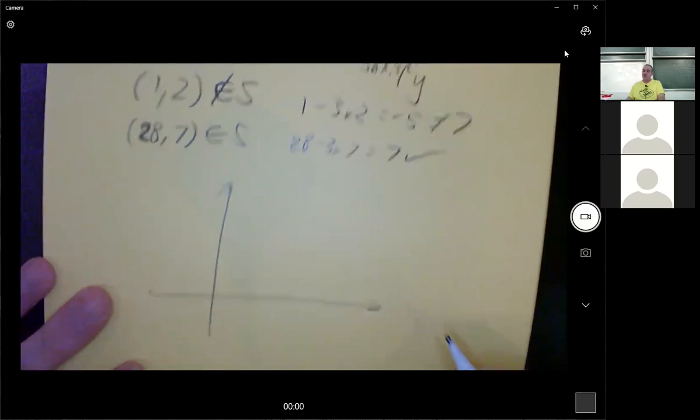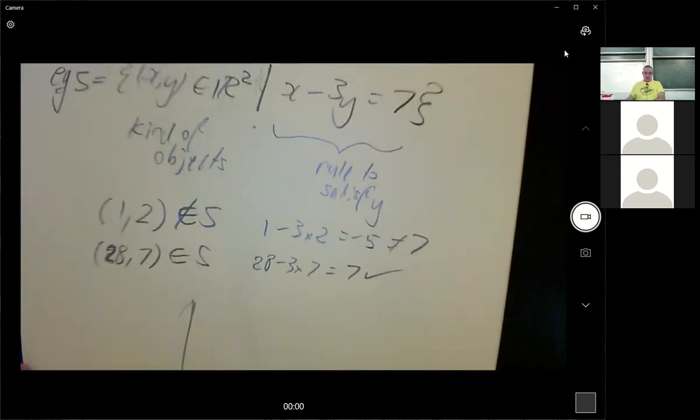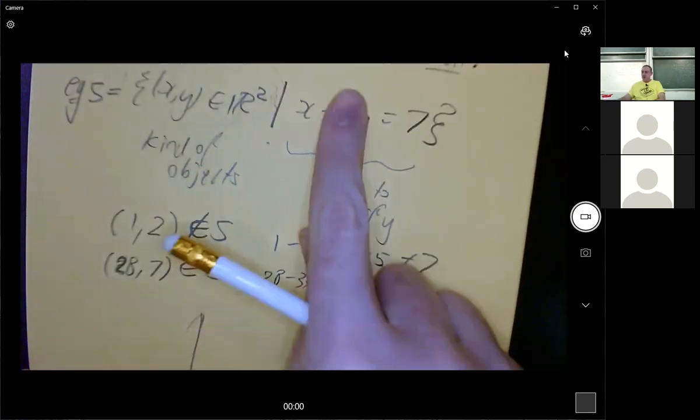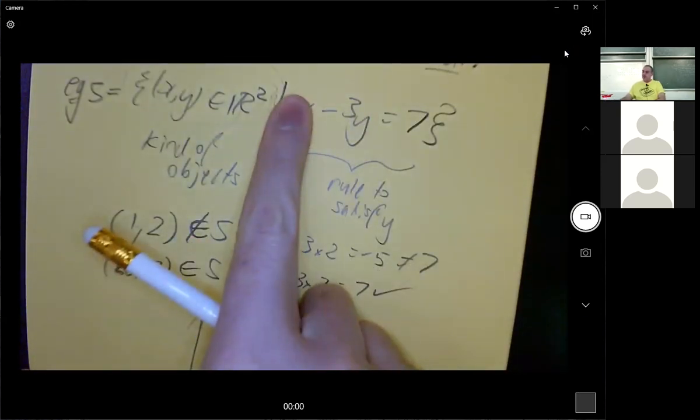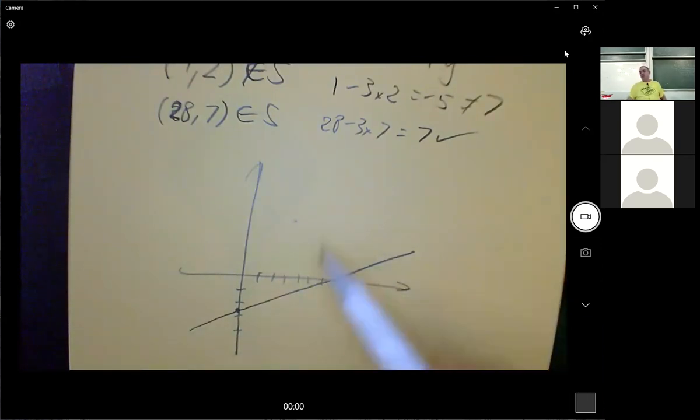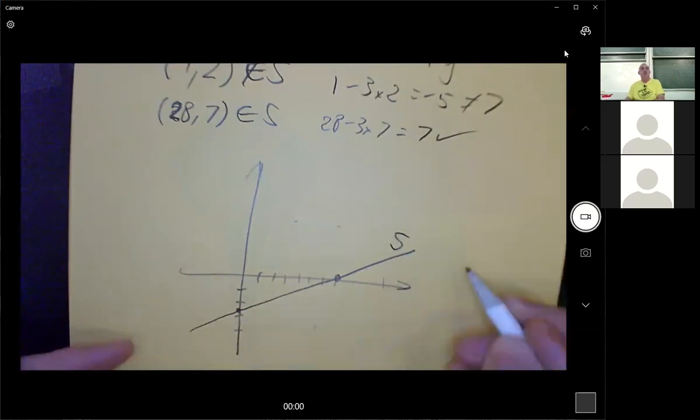I've made a very terrible drawing. So when y is 0, x is 7. When x is 0, y is minus 7/3, which is 2 and a bit, about there. So any of these points, if I put them into the equation, it doesn't work. None of these work, and all of the points on the line work. So together, this set is this drawing.